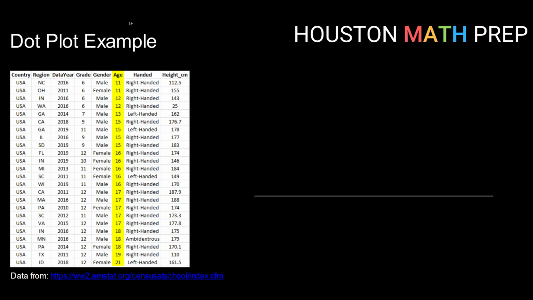So here I'm going to start. I've got myself a number line. I'm going to give myself a title, and I'm just going to put it pretty high. I can see that I have a lot of 17s, so I want to give myself plenty of space to put those dots. So this is going to be a dot plot of ages. I'm also going to go ahead and label what's on my number line. These are going to be ages in years.